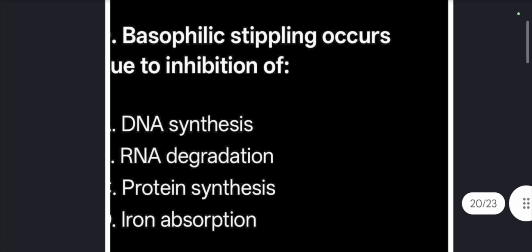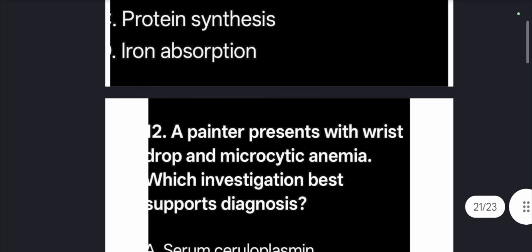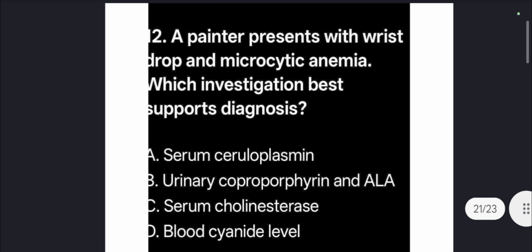Moving ahead, basophilic stippling occurs due to inhibition of what? DNA synthesis, RNA degradation, protein synthesis, or iron absorption. It is nothing but accumulation of degraded RNA. So the correct answer is inhibition of RNA degradation, option B. A painter presents with wrist drop and microcytic anemia. Which investigation best supports diagnosis? Serum ceruloplasmin, urinary coproporphyrin and ALA, serum cholinesterase, or blood cyanide level? I think it's pretty easy now. So the correct answer is urinary coproporphyrin and ALA.